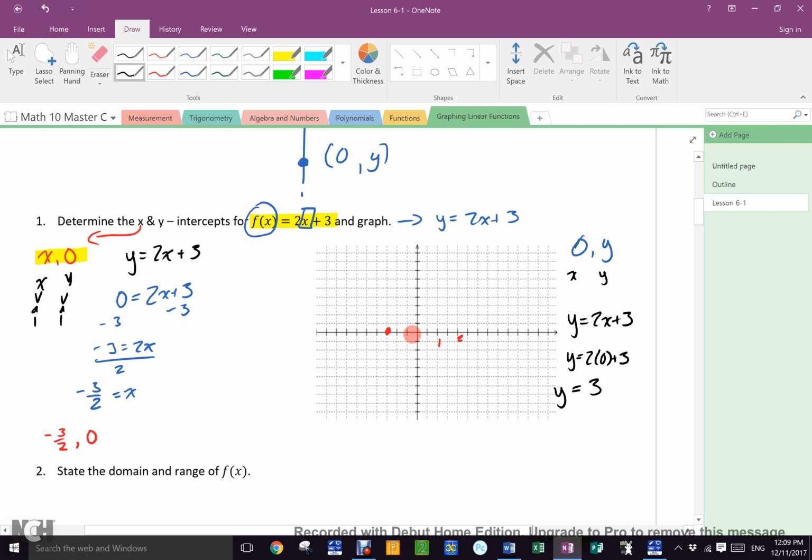So if I change the x scale, what do I have to do to the y scale? Same thing. So I go up half 1, half 2, half 3, and there's the dot. Now what can I do when I connect those dots? I just gave it away. What can I do with those 2 dots?